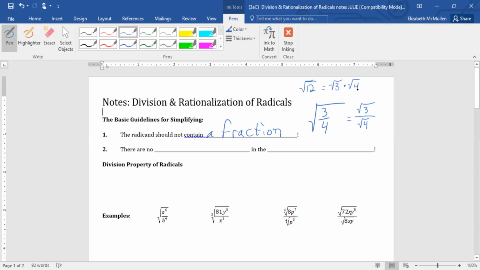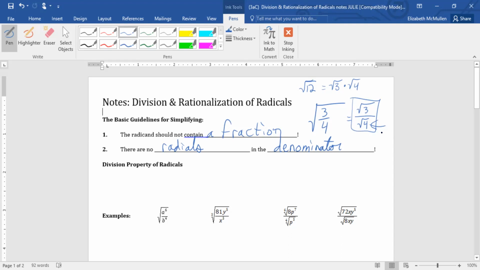All right, basic guideline number 2. There are no radicals in the denominator. So what that means is my solution up here, where I got rid of my fraction, radical 3 over radical 4, that's a problem. I'm not allowed to have this radical 4 down here. So how do I fix it?